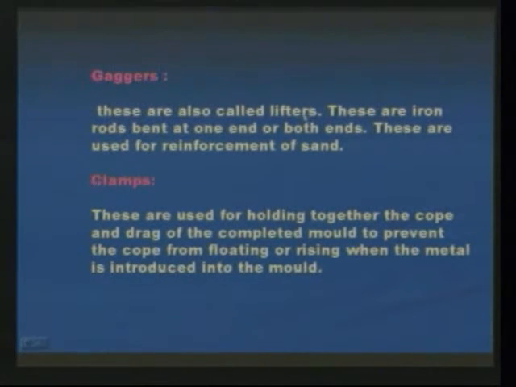Gaggers. These are also called lifters. These are iron rods bent at one end or both ends. These are used for reinforcement of the sand. Next one is clamps. These are used for holding together the cope and drag of the completed mold, to prevent the cope from floating or rising when the metal is introduced into the mold.